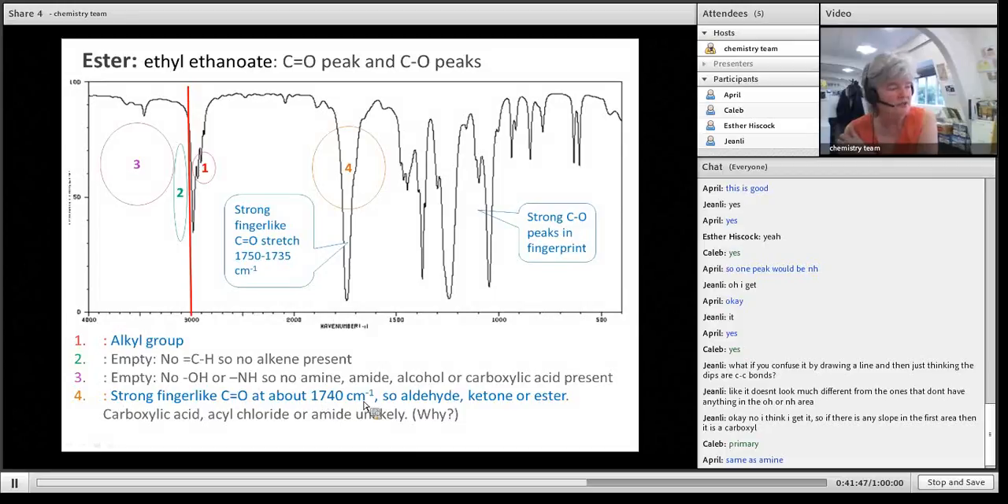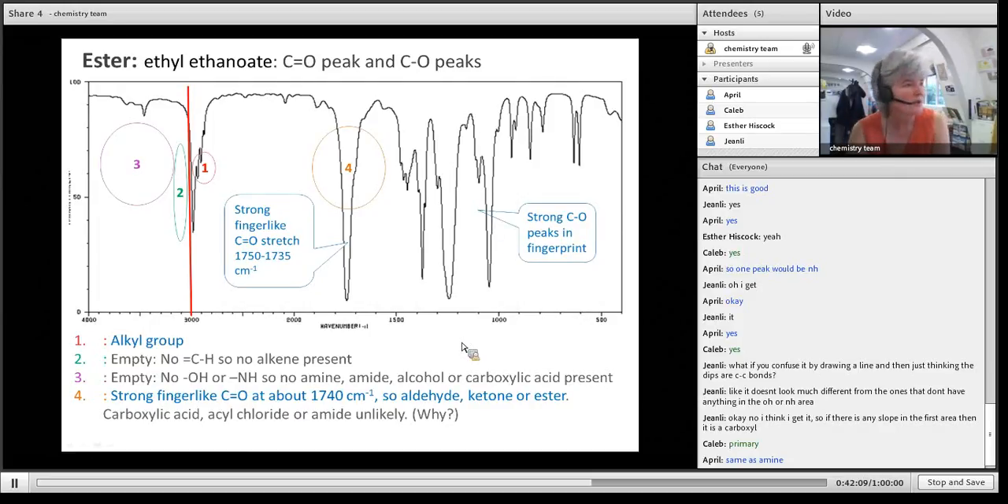And so it's in this area where it could be an aldehyde, ketone, ester, or carboxylic acid, but we know it's not a carboxylic acid because there's nothing over there. And as I say, my suspicions would be it's an ester because of these strong peaks, but you would have to look at other spectra to confirm it.